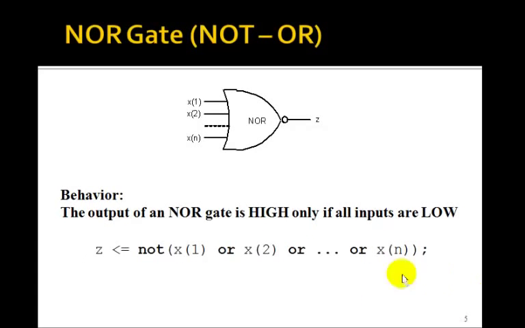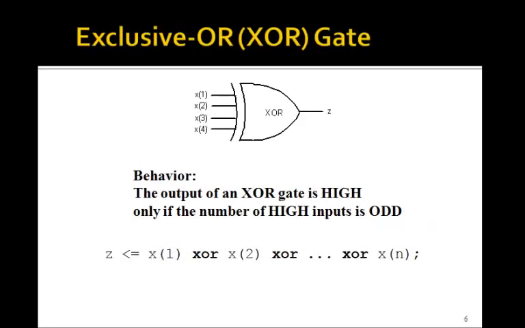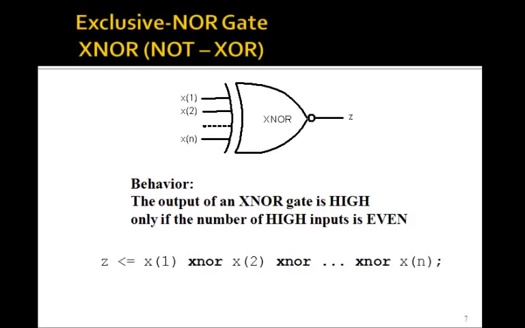The NOR gate is high only if all inputs are low. We'll write this as NOT X1 or X2 or. Just a NOT OR. An exclusive OR gate is high only if the number of high inputs is odd. And again, we'll write X1 XOR, X2 XOR, up to Xn. And finally, XNOR, the output is going to be high only if the number of high inputs is even. And again, in VHDL, we'll write X1 XNOR X2, and so forth.